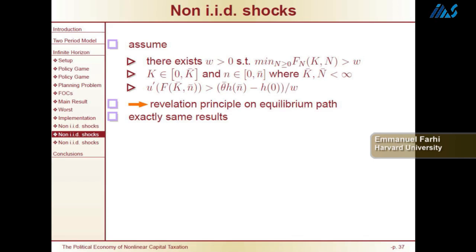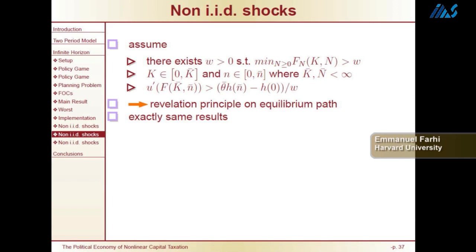If the shocks are non-IID, so basically these are assumptions. Let me not go into details about them, but they guarantee that labor is productive enough and that marginal utility is high enough. It's not decreasing too fast. Then those assumptions guarantee that the worst equilibrium is going to make agents work zero. Why? Because if you made them work more in an effort to lower utility to have an even worse equilibrium, because they're quite productive and because marginal utility doesn't decrease very fast, you would end up improving average. So the worst is going to be something where you ask them to work zero.